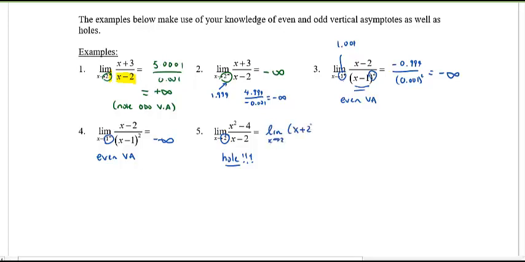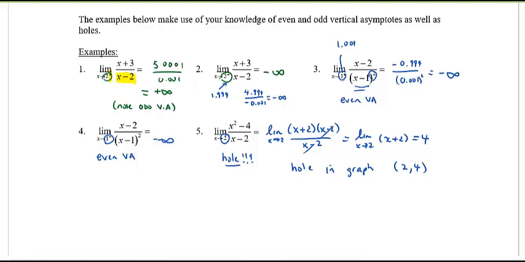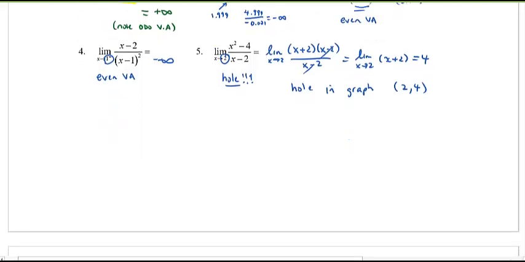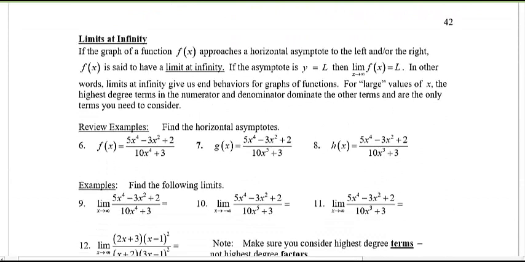If this is a hole, this is like what we did last day. So here's some built-in review for you. And I hope you can now calculate this limit. Yes, it's actually the number 4, and that means you have a hole in the graph, not a vertical asymptote, but a hole at (2, 4). Okay? Infinite limits. Done.